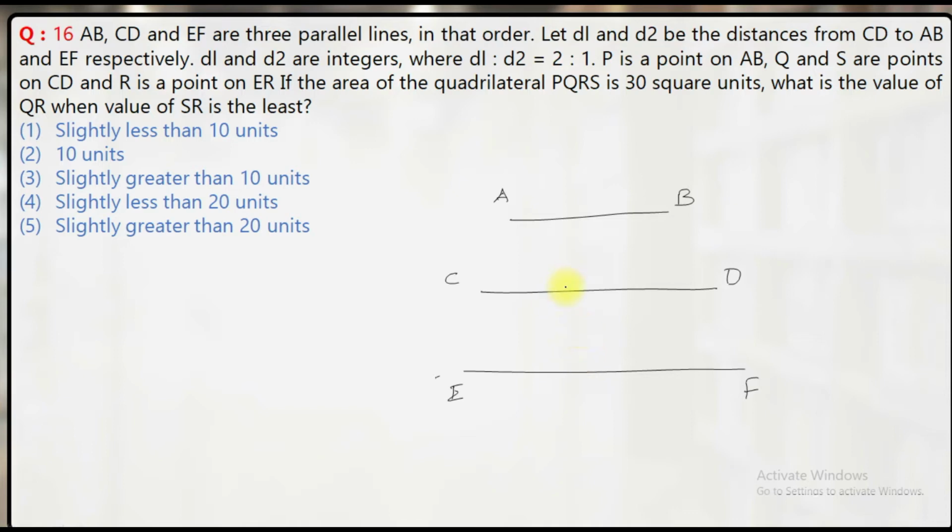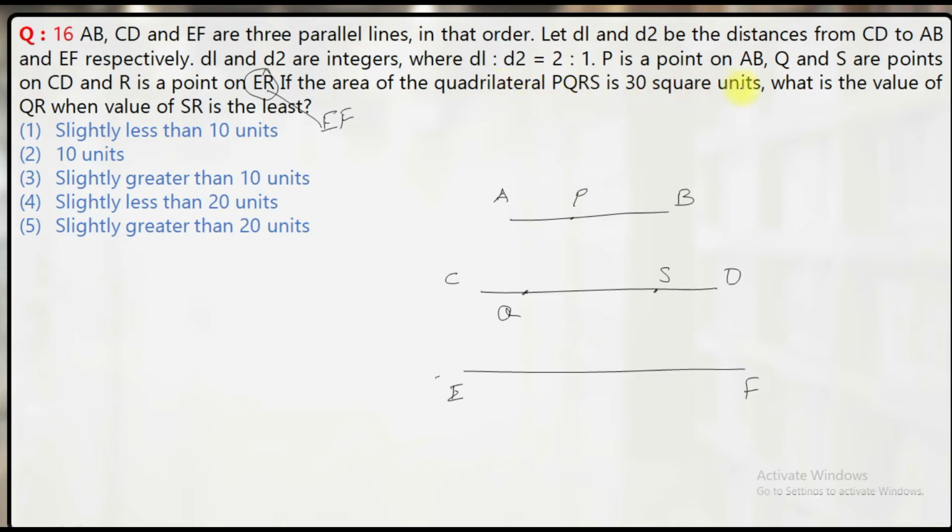Now P is a point on AB. I'll take a point P here. Q and S are the points on CD. So we'll take this point as Q and this point as S. Well, R is a point on EF. This is EF. Make a correction in question.